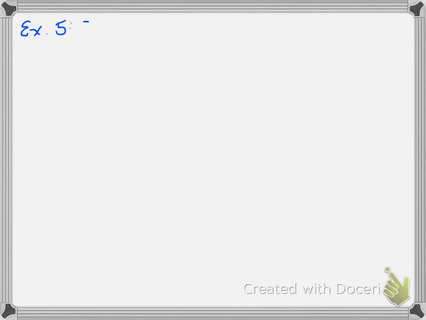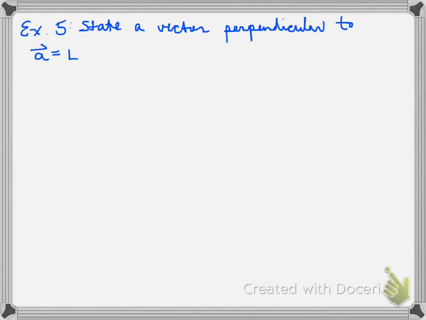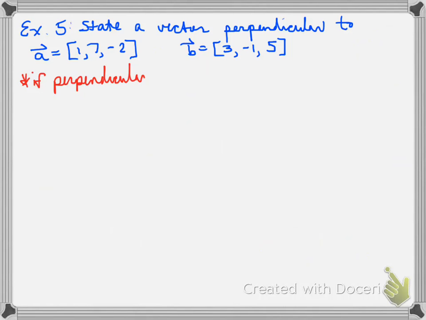Interesting. Next, for example number 5, state a vector perpendicular to vector A and vector B. Now, before we start this question, pause and let's think about it. Alright, what you have is that if perpendicular, then the dot product is equal to 0. Remember that. That's one of the properties that you have to keep in mind.